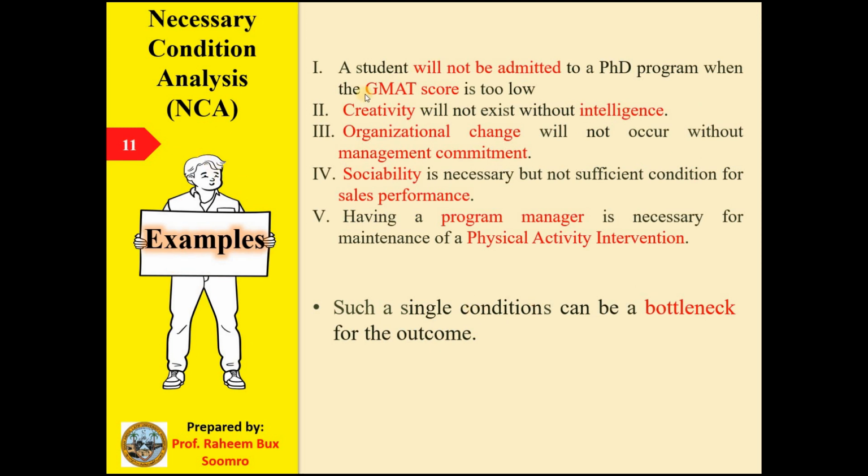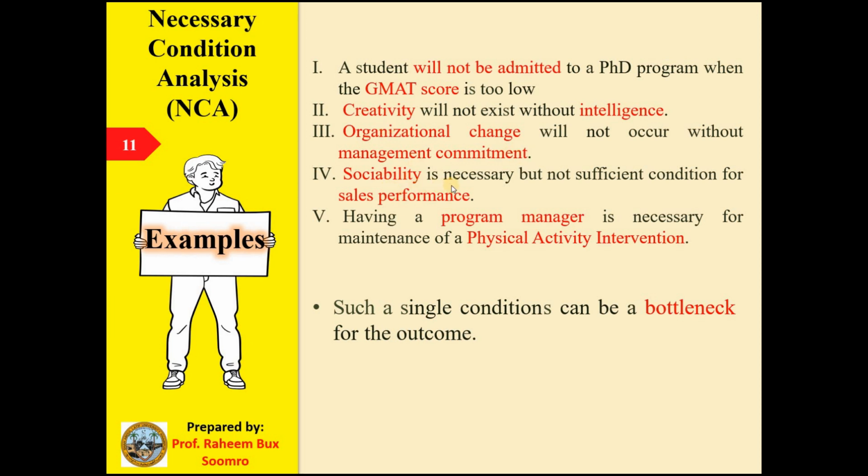Some examples are here. A student will not be admitted to a PhD program when the GMAT score is too low. So our outcome is admission in the PhD program, and the necessary thing is your GMAT score. If the GMAT score is not met, then the Y will not be achieved. So X is the GMAT score and Y is your admission. And creativity will not exist without intelligence. So intelligence is your X and creativity is Y. If X is met, then the creativity will also be there, meaning the outcome will be there. Change will not occur without management commitment, okay?